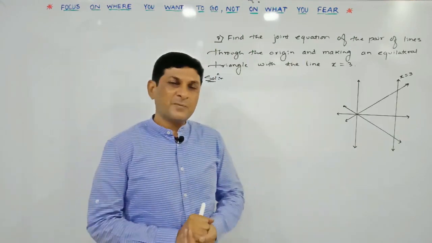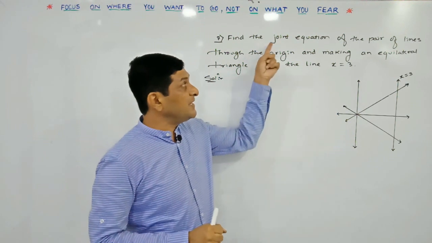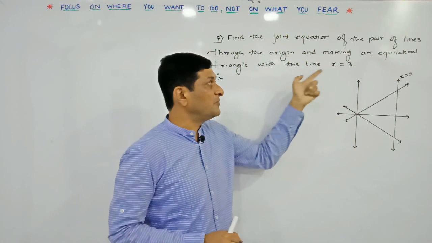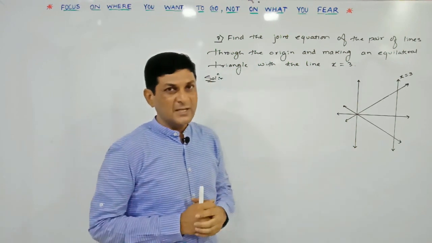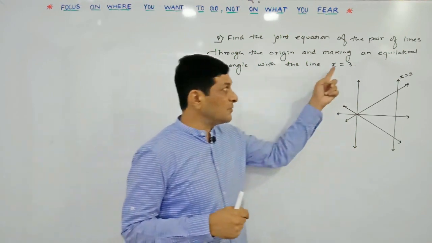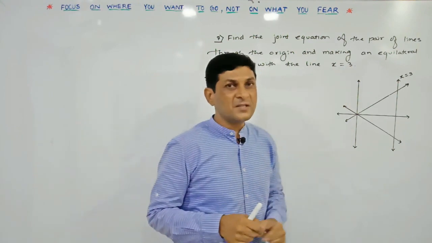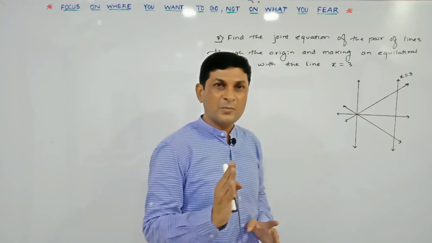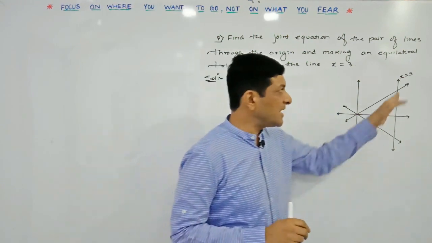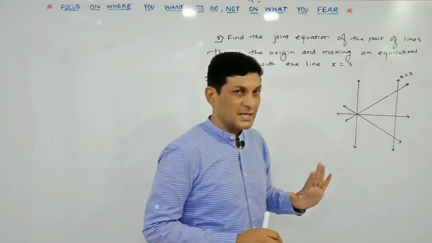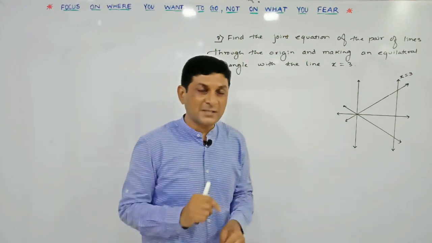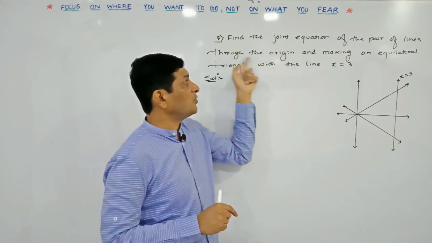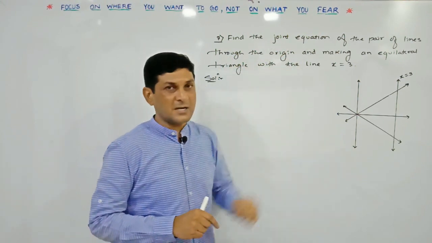Now see example number 7. In this example we are finding the joint equation of pair of lines through the origin making an equilateral triangle with the line x is equal to 3. Observe the line x is equal to 3, the equation is in the form of x is equal to constant. We know that whenever the equation is in the form of x is equal to constant, that line is parallel to the y-axis. Our required both lines pass through the origin and make an equilateral triangle with this line.